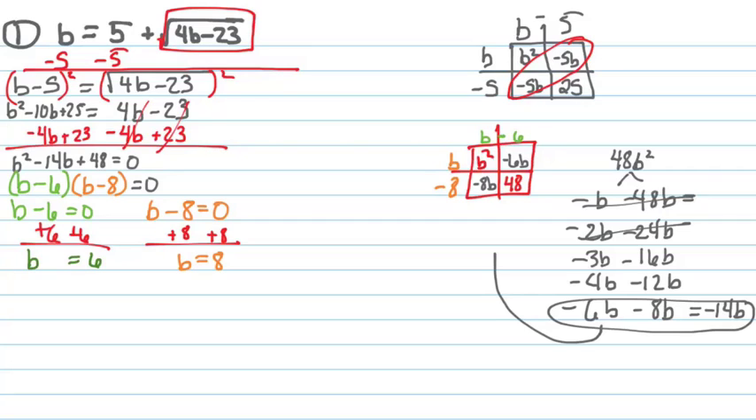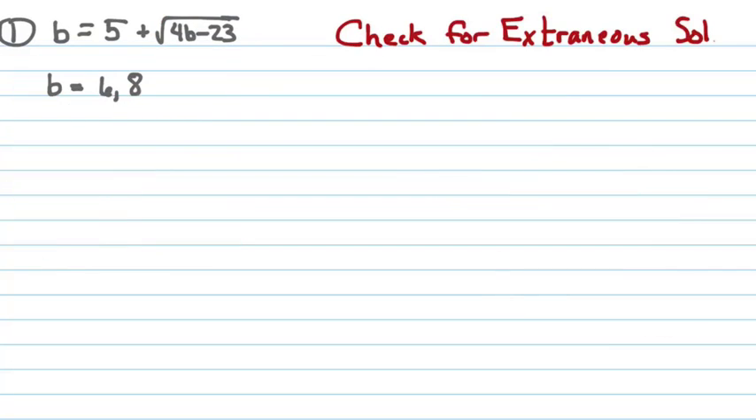So you always, with these, have to go and check to see if they're extraneous. So let's check for that. And the way you check for extraneous is the same way you've done in other scenarios when we've had to check for extraneous. We plug them both in. So let's find out, is 6 equal to 5 plus the square root of 4 times 6 minus 23.